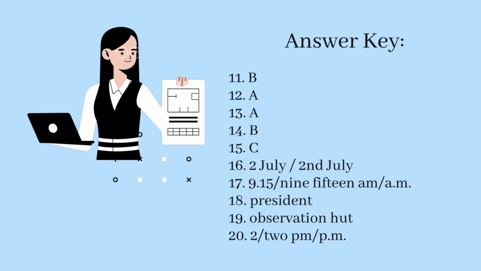And the last and final answer is the 20th answer, that is 2 p.m. Again, it can be written in three different formats, 2 p.m. without dots. It can also be written as numerical 2 PM. It can also be written in word format, that is two PM. With this, we have come to the end of test section 2. I hope that you have attempted all the answers correctly and have also got all the answers correct. Thank you so much.